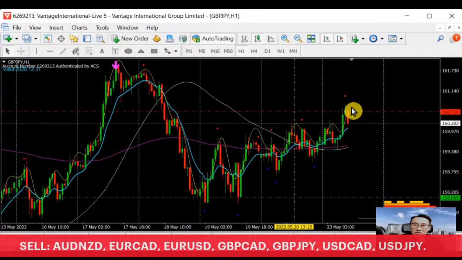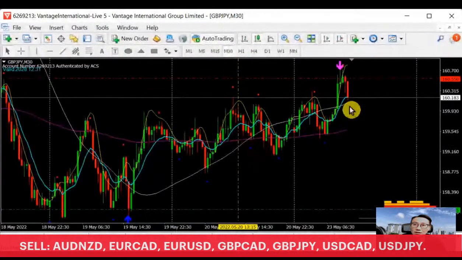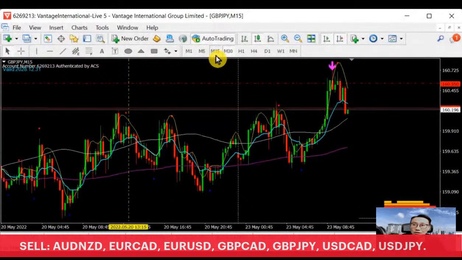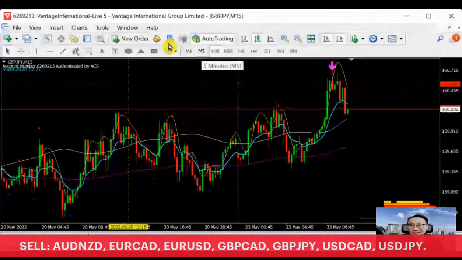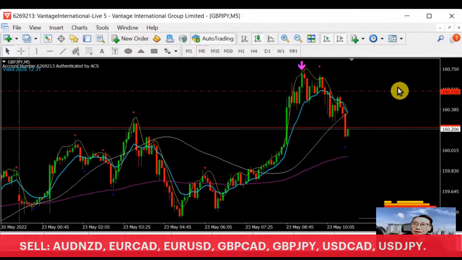Okay, we are having a retracement trading over here. When we come to retracement trading, we have to make sure, say on M30, we have a selling signal in the last half an hour and the last 15 minutes or so. That will make sure the selling power is still there.